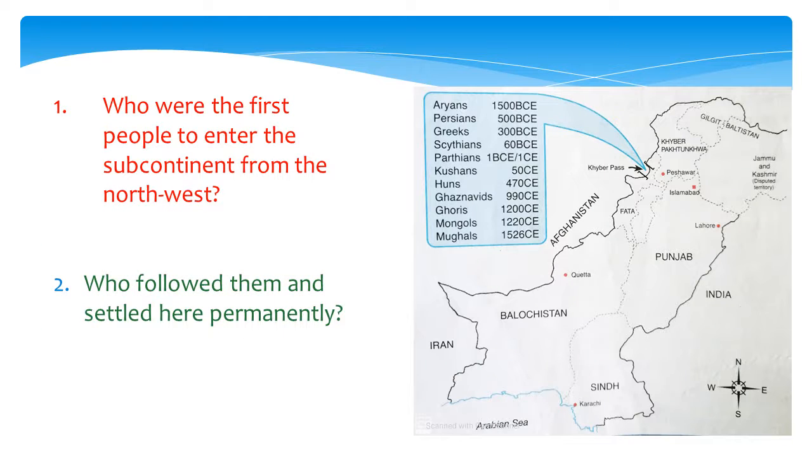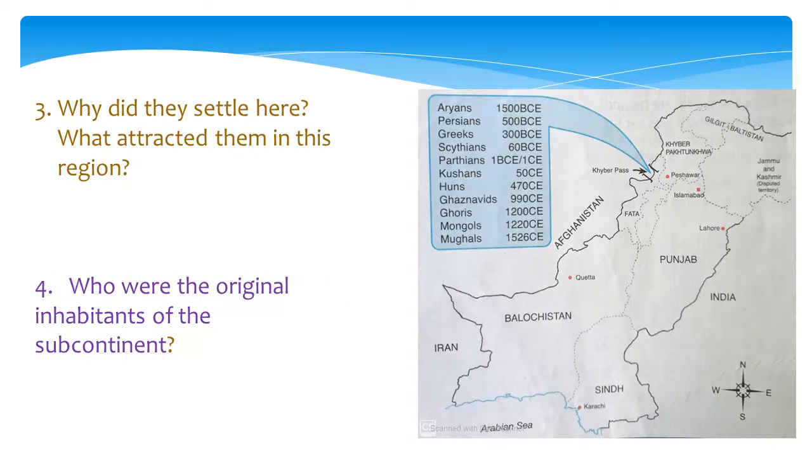Dear students, the map shows the Aryans in 1500 BCE entered the subcontinent from the northwest. They were followed by the Persians, the Greeks, and the Scythians, and a few more races into the subcontinent. Dear students, there were a number of reasons which attracted the Aryans to settle here. Pastures for their animals, scenic beauty, plenty of water and food, better opportunities, were the main reasons.